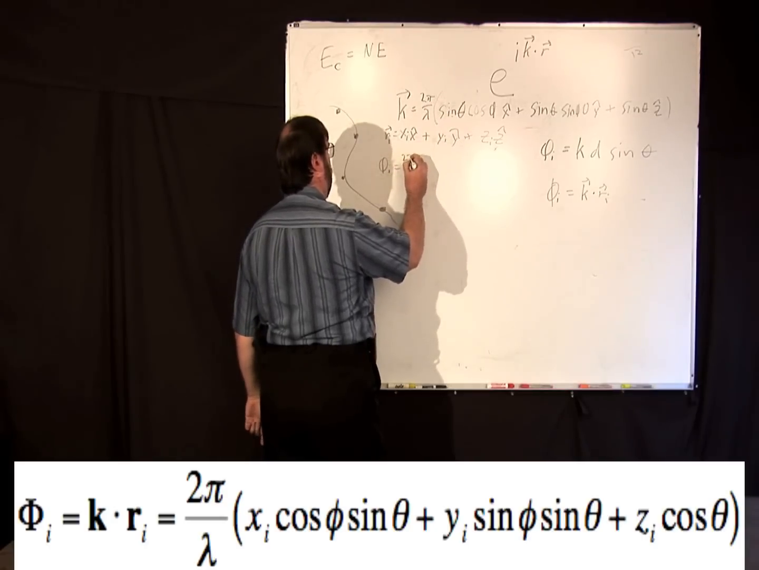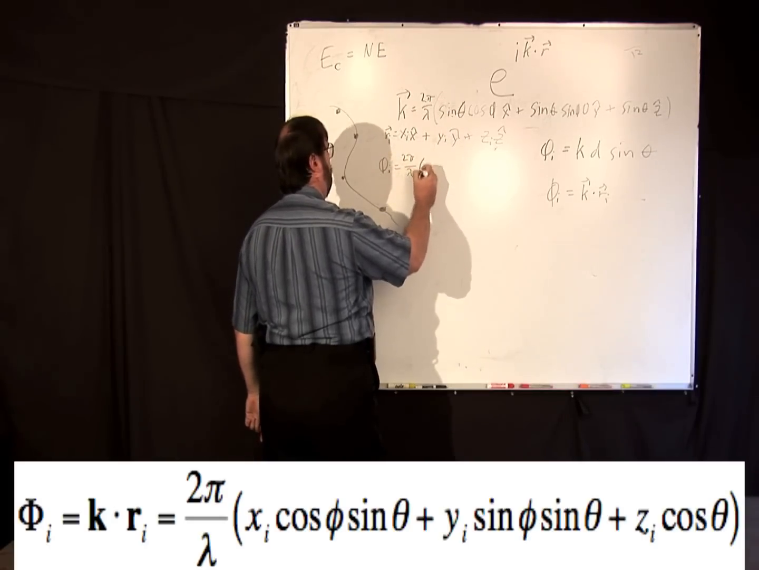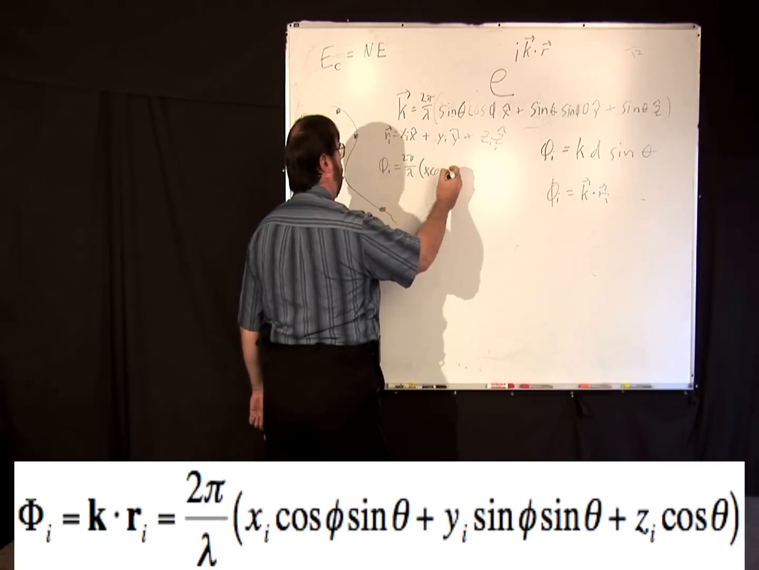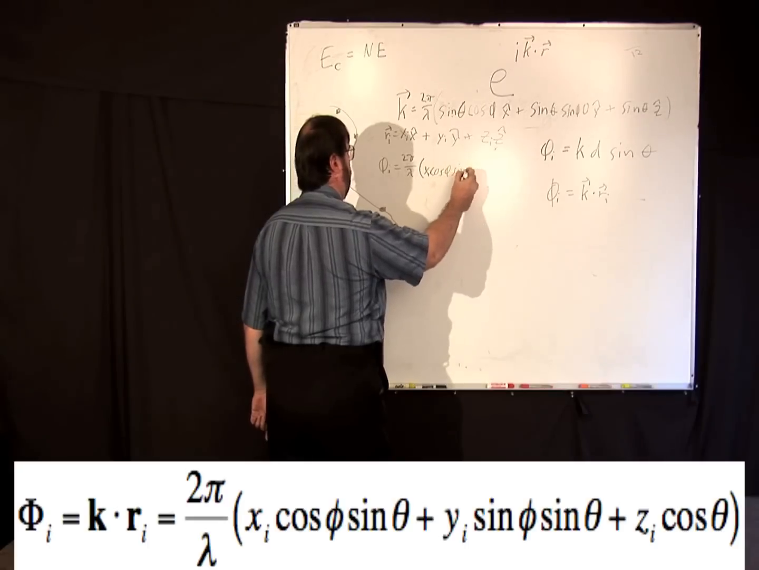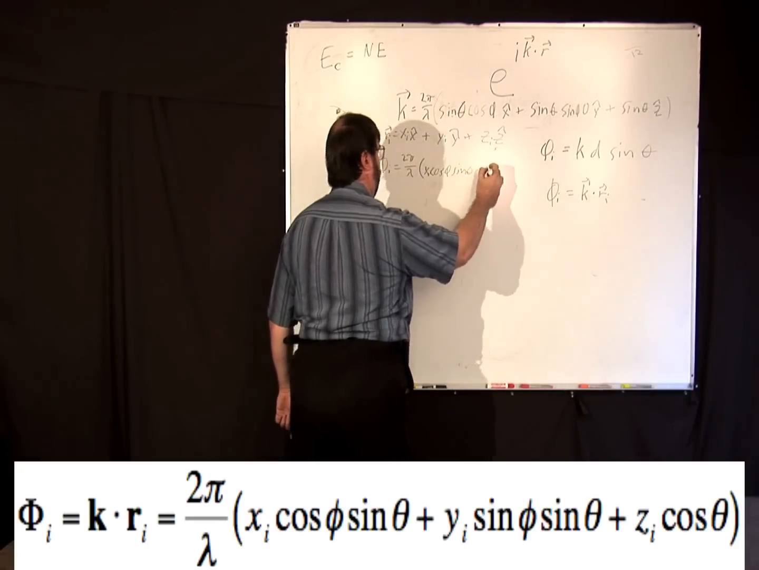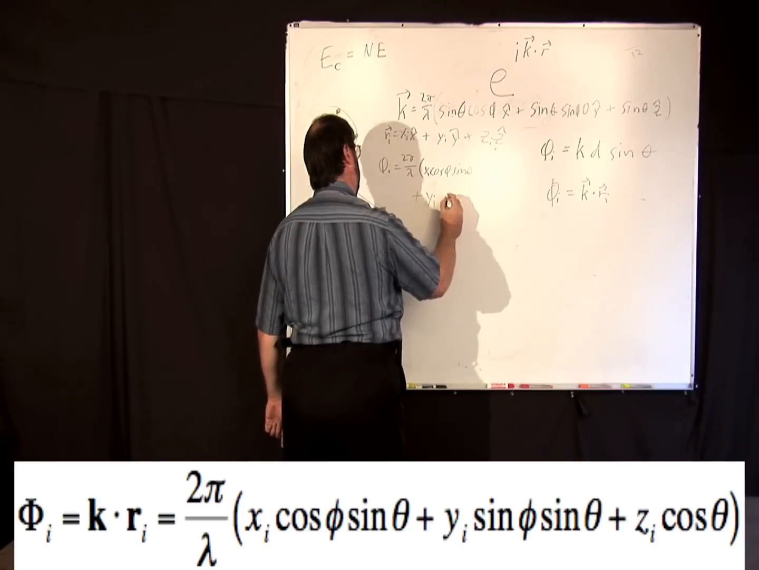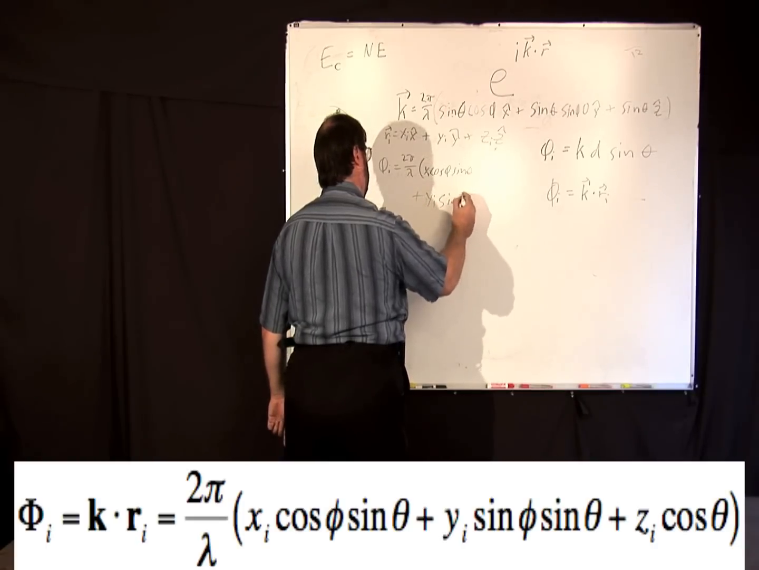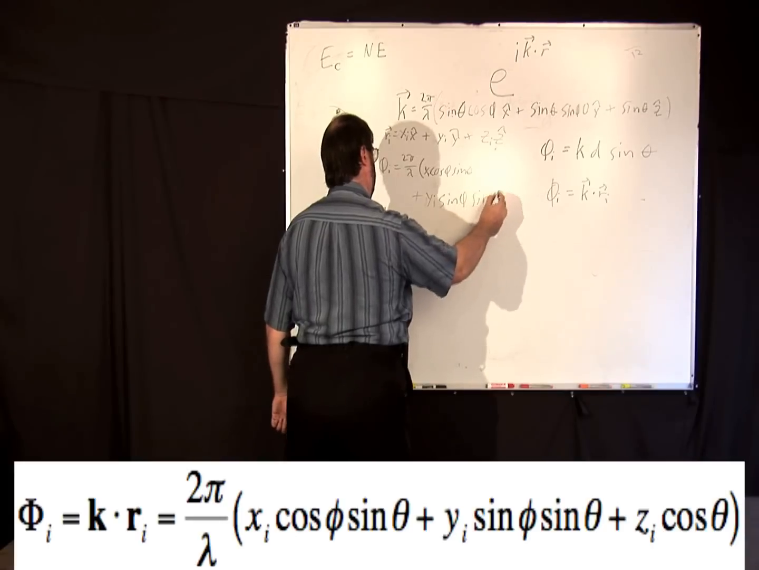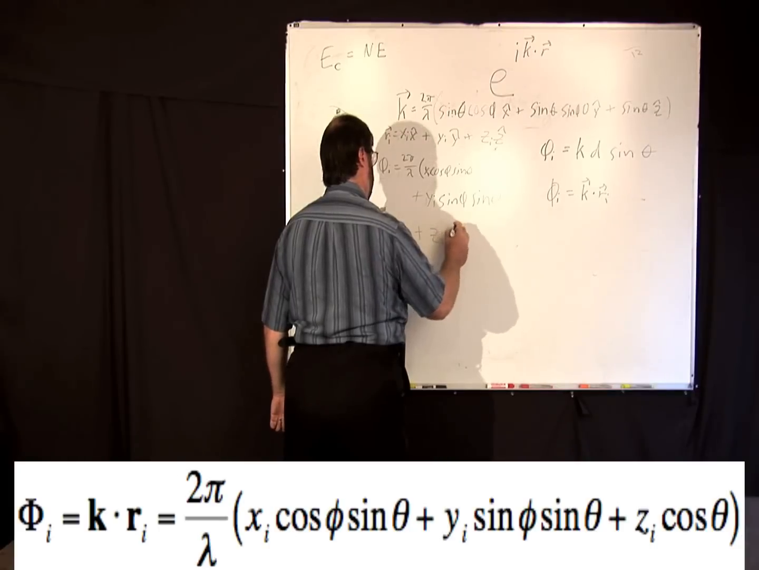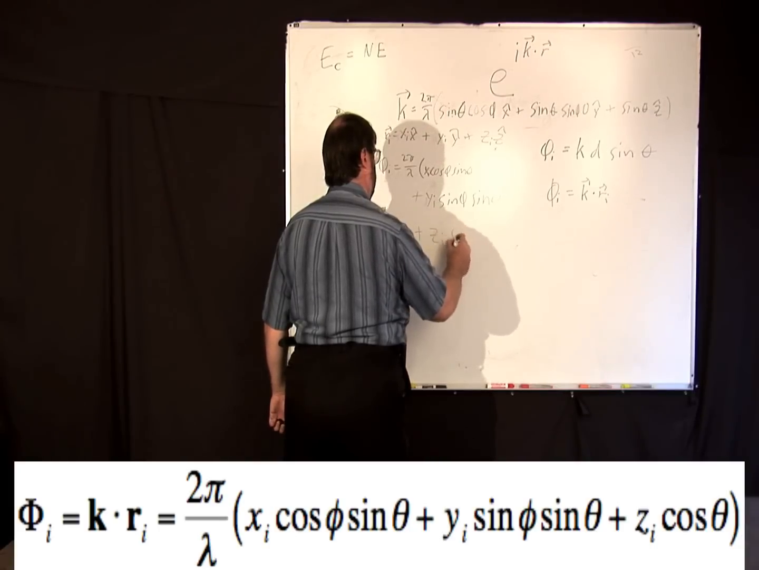So it's 2 pi over lambda times x_i cosine phi sine theta, etc., plus y_i sine phi sine theta, plus z_i cosine theta.